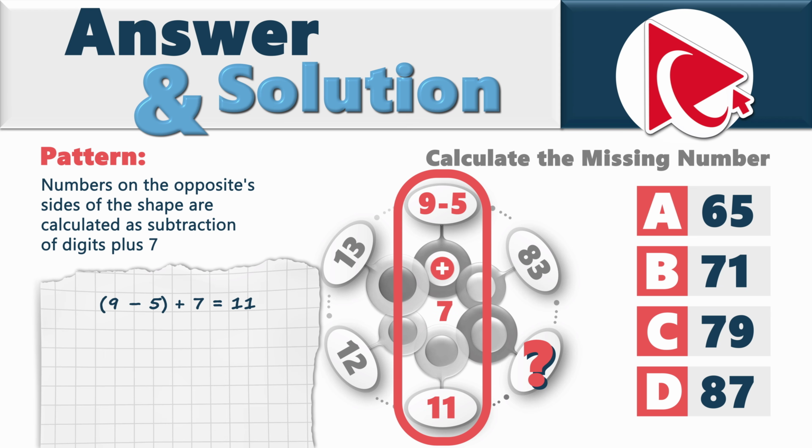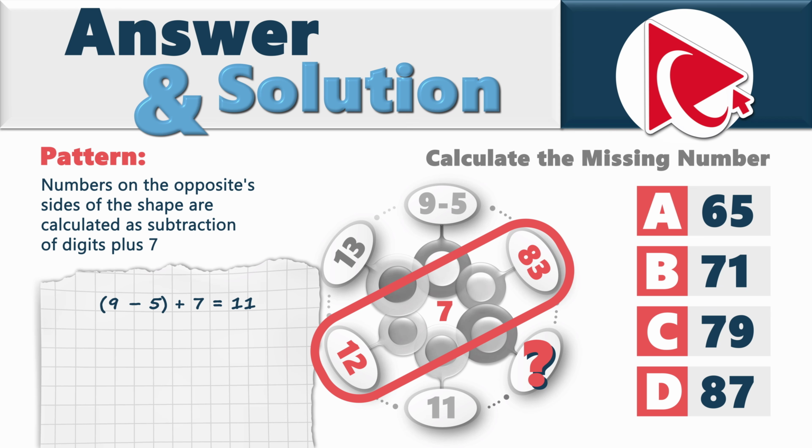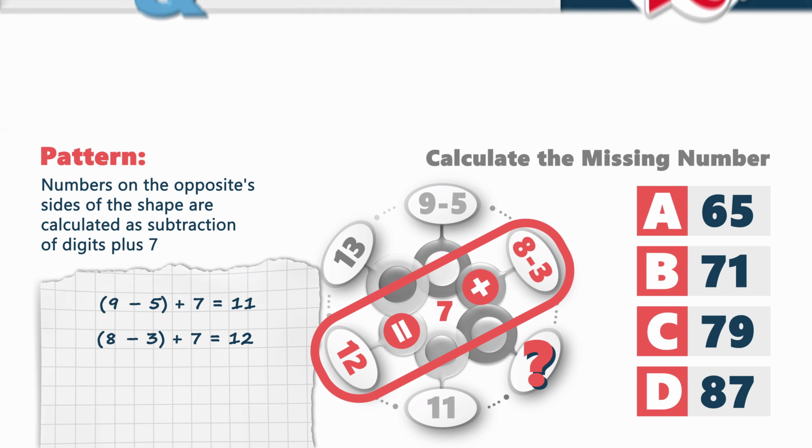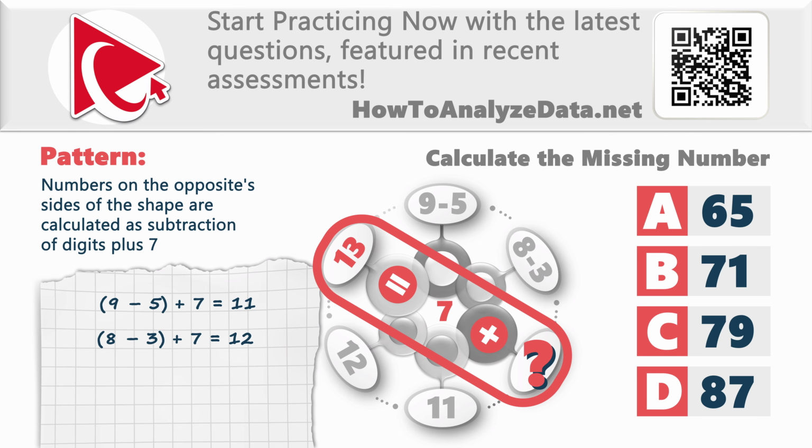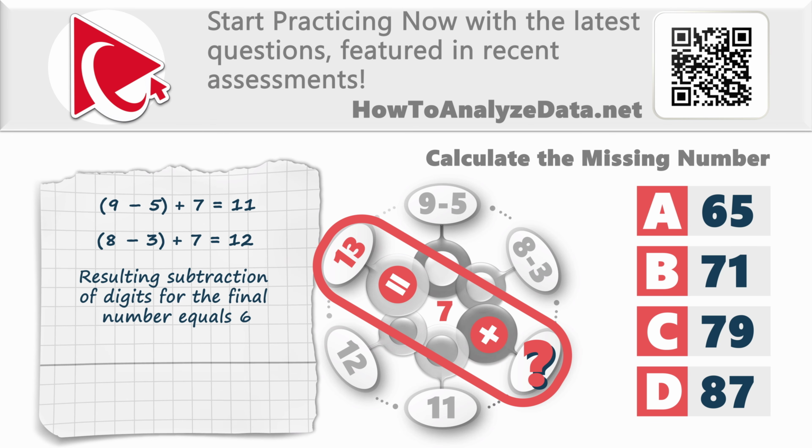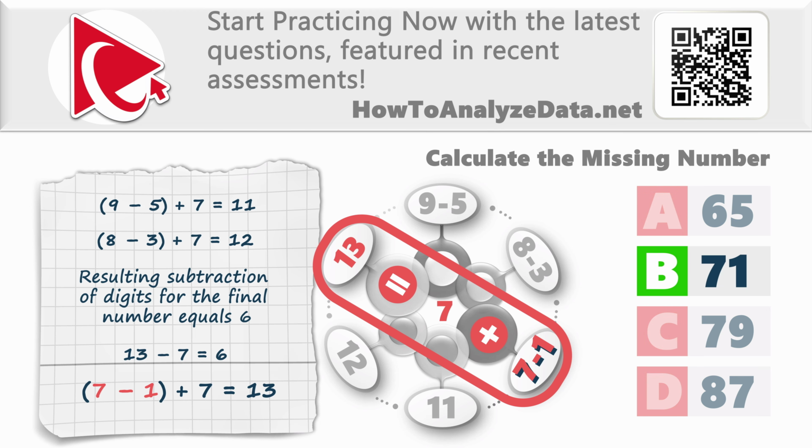9 minus 5 plus 7 equals 11. Let's reaffirm these calculations with the next set of numbers. 8 minus 3 plus 7 equals 12. To calculate the missing number, you need to realize that resulting subtraction of digits for the final number equals 6, because 13 minus 7 equals 6. And the only choice that makes sense here is where 7 minus 1 plus 7 equals 13. So the correct answer here is choice B, 71.